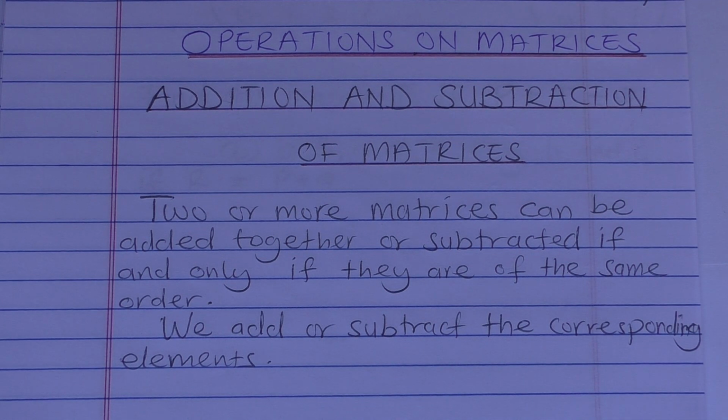We are still looking at matrices. So far we have looked at the common terms used in a matrix. We have looked at the types of matrices, and now we are going to look at the operations on matrices. Among the operations, we shall start with the addition and the subtraction of matrices.